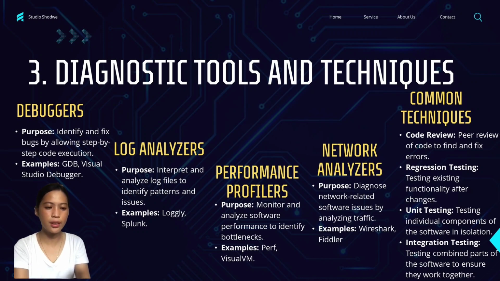Common techniques. Code review. Peer review of code to find and fix errors. Regression testing. Testing existing functionality after changes. Unit testing. Testing individual components of the software in isolation. Integration testing. Testing combined parts of the software to ensure they work together.